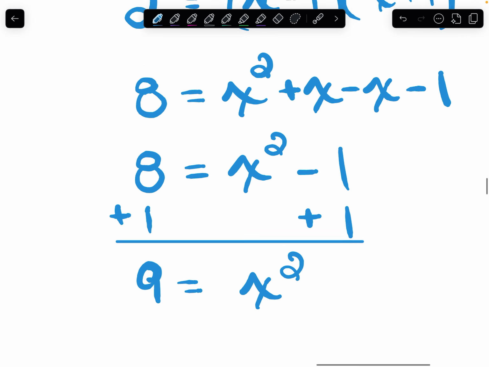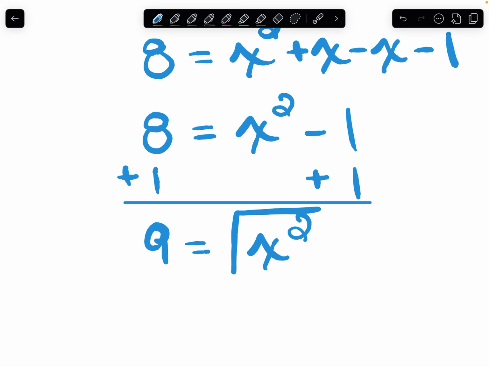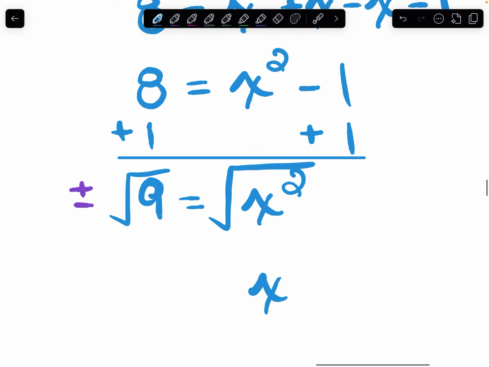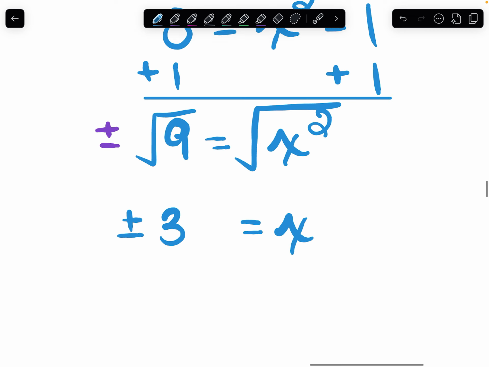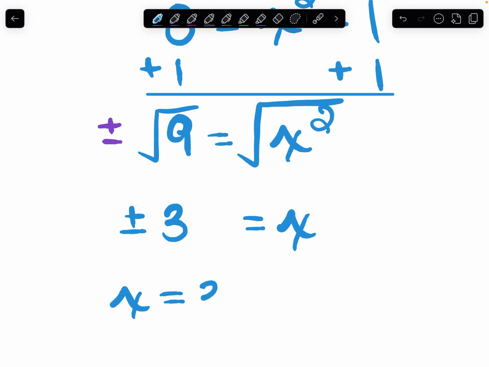Remember to undo a square, take the square root of both sides. So I'm going to square root the left and right. However, don't lose that plus or minus. So we're going to get x equals positive or negative the square root of 9, which is 3. So that means x equals 3 and x equals negative 3. We have 2 answers. Check all answers.